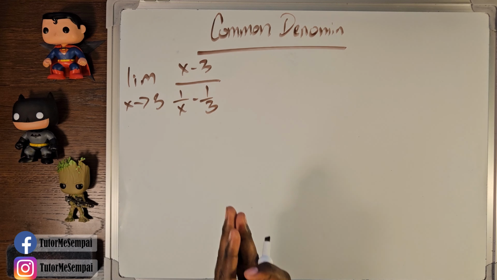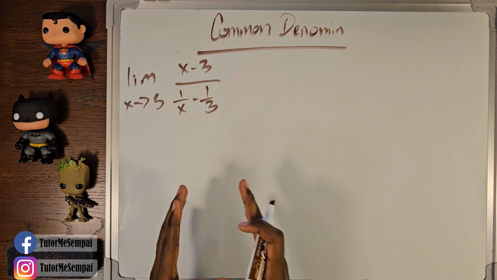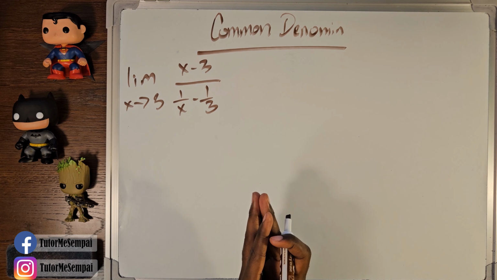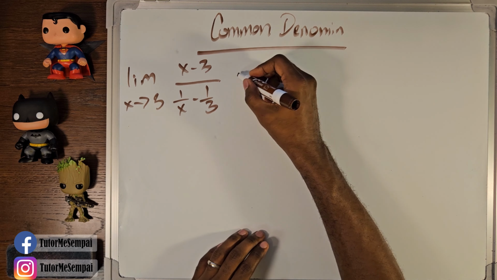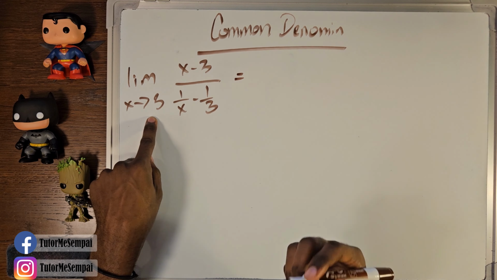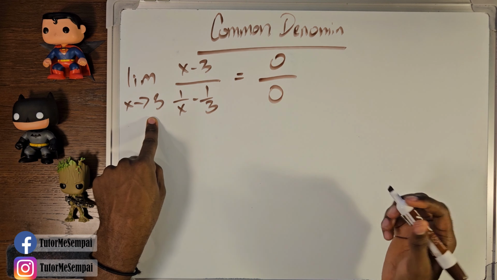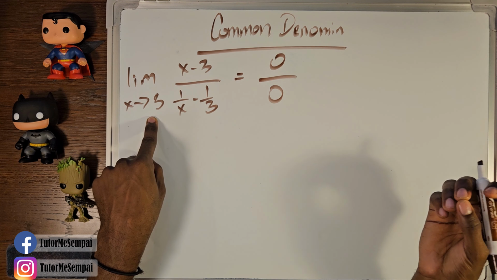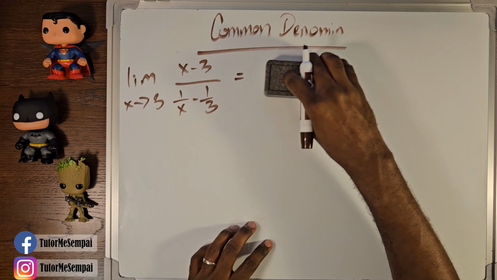So for this example, we want to use our common denominator to simplify our function. Now, how do we know that we need to simplify this? Well, if you plug in your 3, once again, checking for continuity at this point, you're going to see that you're going to get your 0 over 0, your indeterminate form, which lets us know that we need to simplify this. We need to get rid of that removable discontinuity.